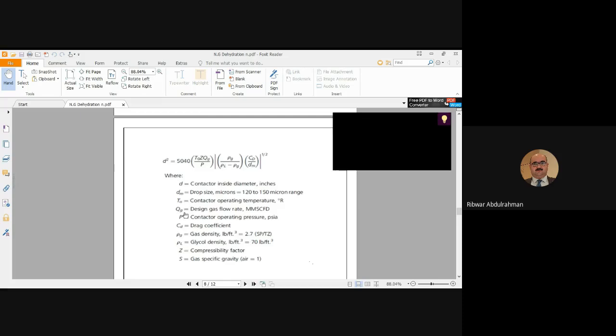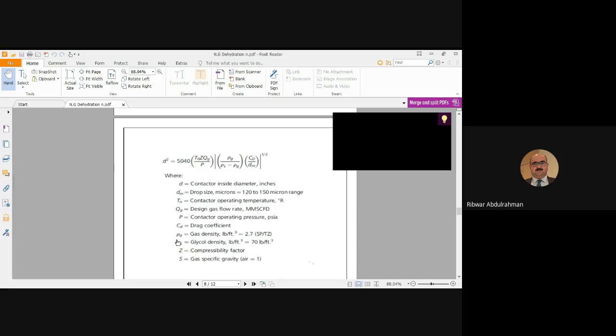So we have the flow rate of the gas, design gas flow rate, in million standard cubic feet a day, and P is the contactor operating pressure, which is psi absolute. If it's gauge, you have to convert it to absolute, and you already know that now. You are a third stage chemical engineer. You know that CD is the drag coefficient, and rho for the gas is the density of the gas, which is in pounds over cubic feet.